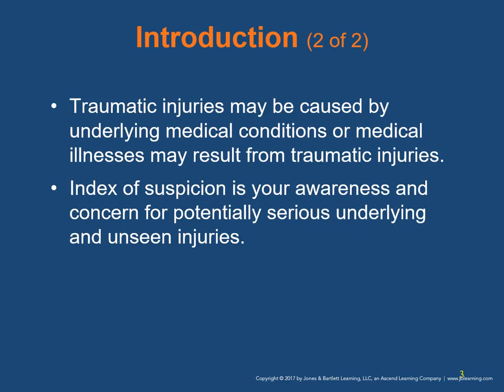Traumatic injuries may be caused by an underlying medical condition, or medical illness may result from recent or remote traumatic injuries. Evaluation of the MOI for the trauma patient will provide you with an index of suspicion for different types of serious and/or life-threatening underlying injuries. Index of suspicion is your awareness and concern for potentially serious underlying and unseen injuries.